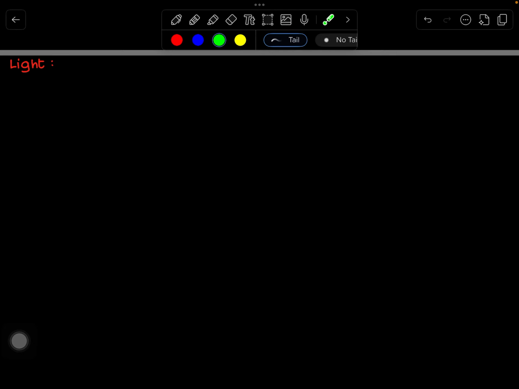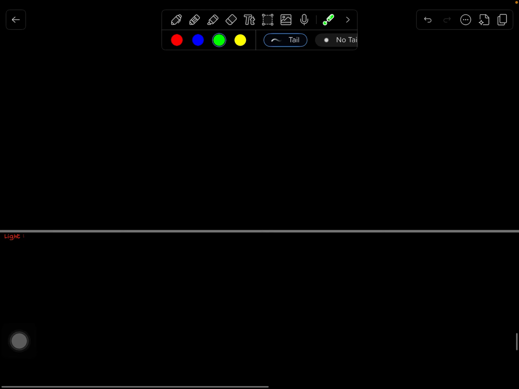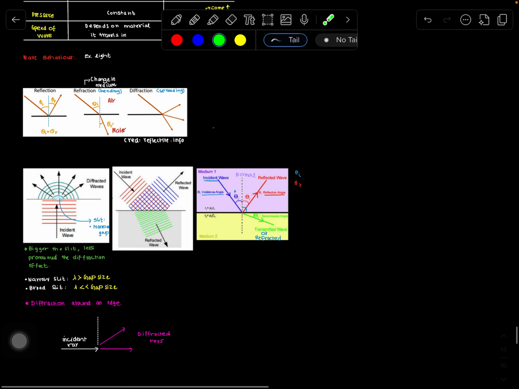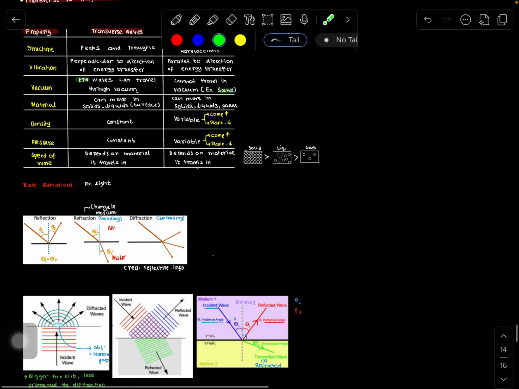Today we're going to study the section of light. We're going to start it at least. Let's do a little bit of recap. Last lectures में हमने waves की properties पढ़ी थी.